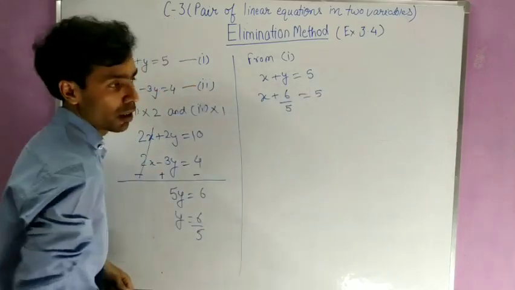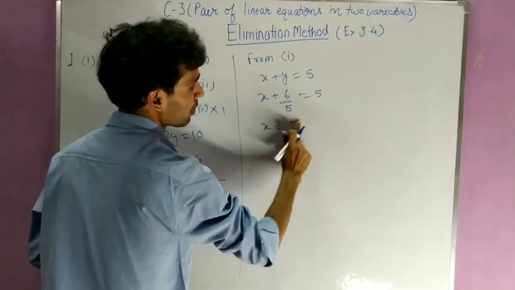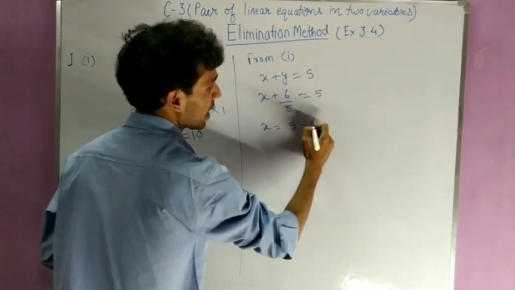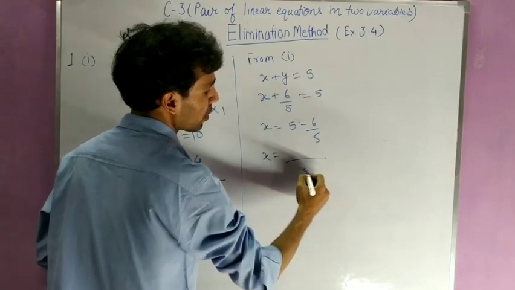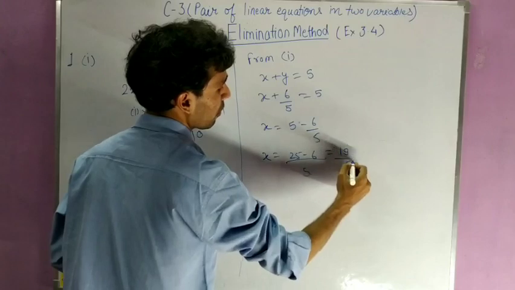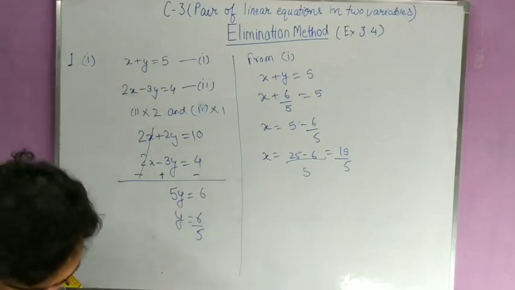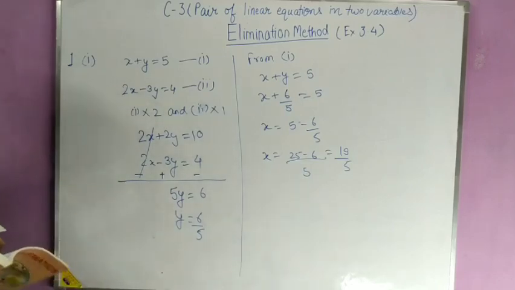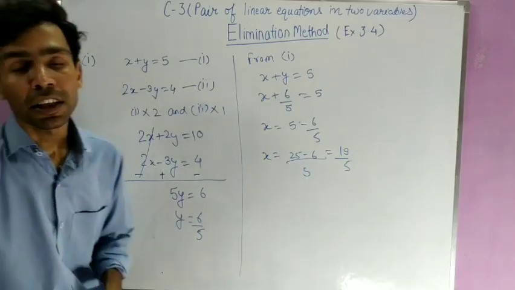Now transfer this. So x equal to 5 minus 6 by 5. The LCM will be 5, so 25 minus 6, it means 19 by 5. So from these two equations, we got the value of x and y. So students, this is your elimination method to solve the pair of linear equations.